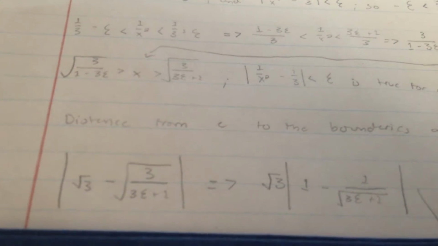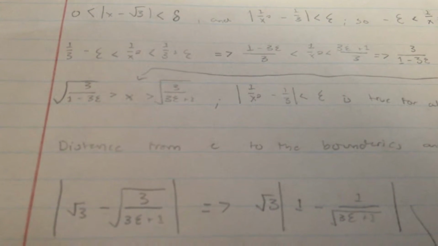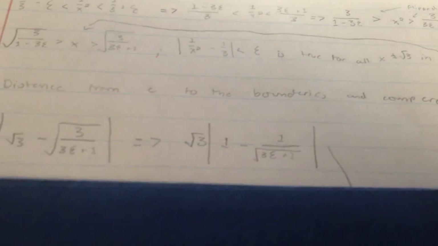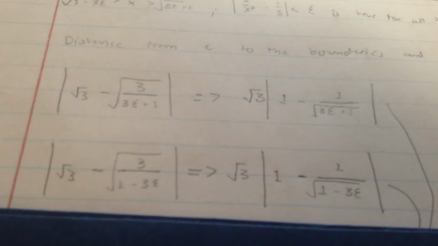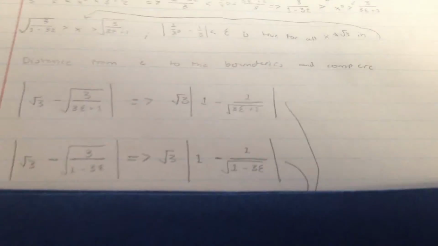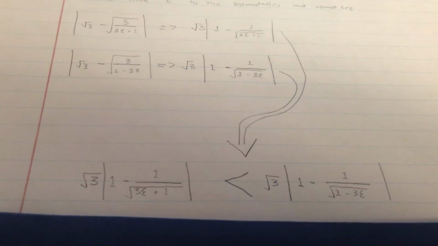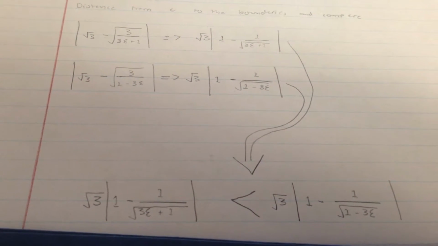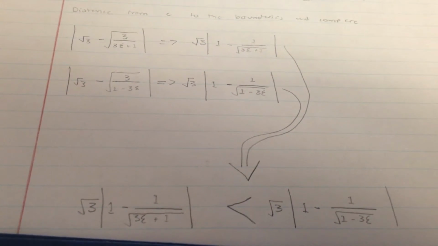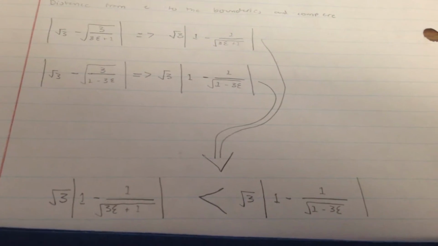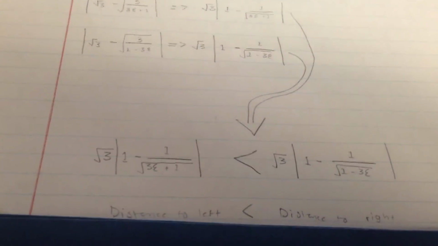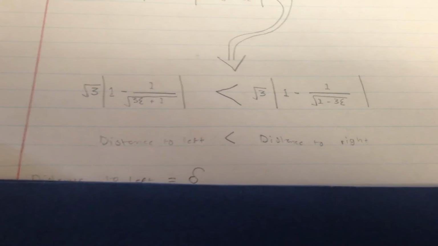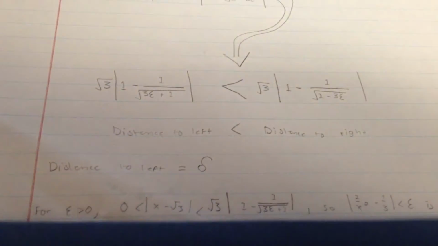So we plug in our values, and for the first part, which would be root 3 minus root 3 over 3 epsilon plus 1, we can factor out the root 3. And then we can do the same for the second part, factor out the root 3. So we finish and we determine that given the values, root 3 times the absolute value of 1 minus 1 over root 3 epsilon plus 1 would end up being less than the other. So we use the one that's less than because we want the shorter distance from c. So the distance to the left is less than the distance to the right, so the distance to the left would be equal to our delta.